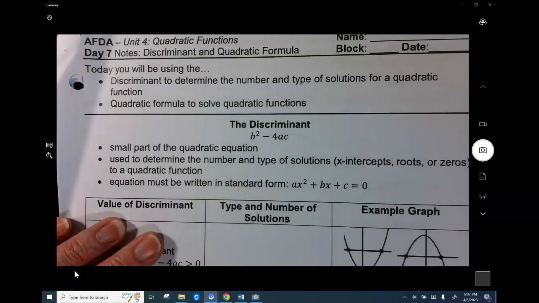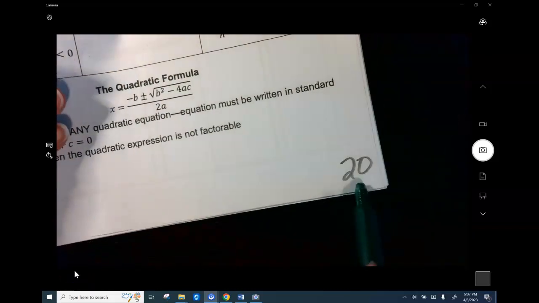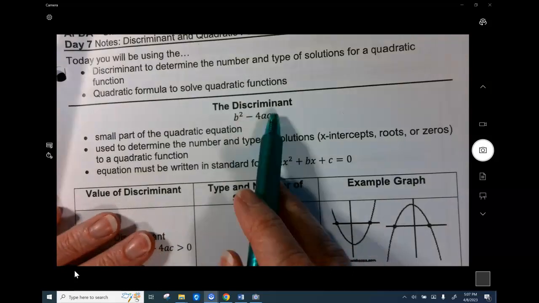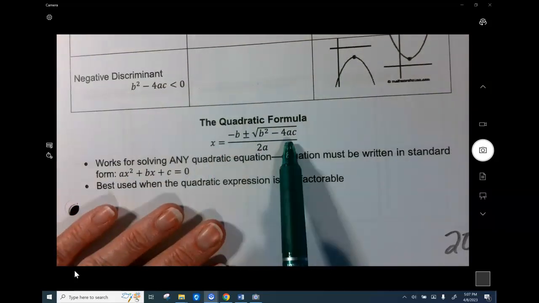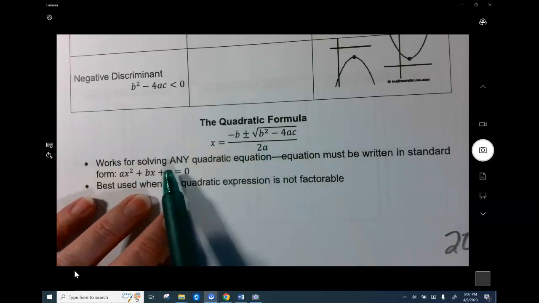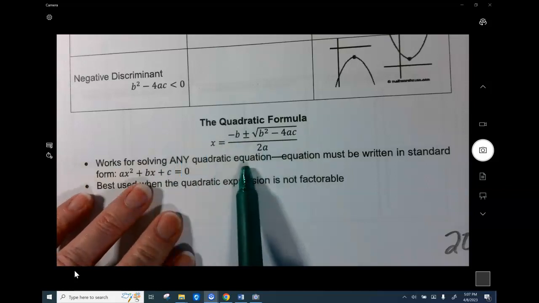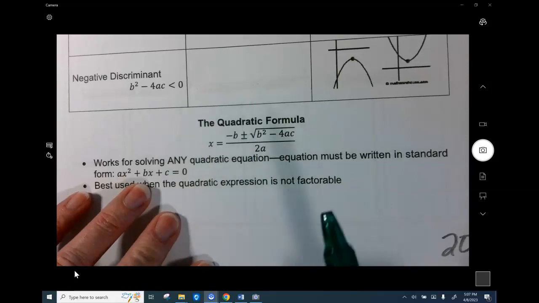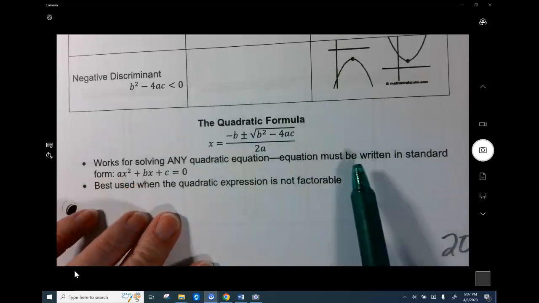So today on page 20, we're going to talk about the discriminant. Now, we spent yesterday talking about the quadratic formula. And the quadratic formula, as you'll remember, works for any quadratic equation. It is the ultimate way to solve because it works for any one of them.